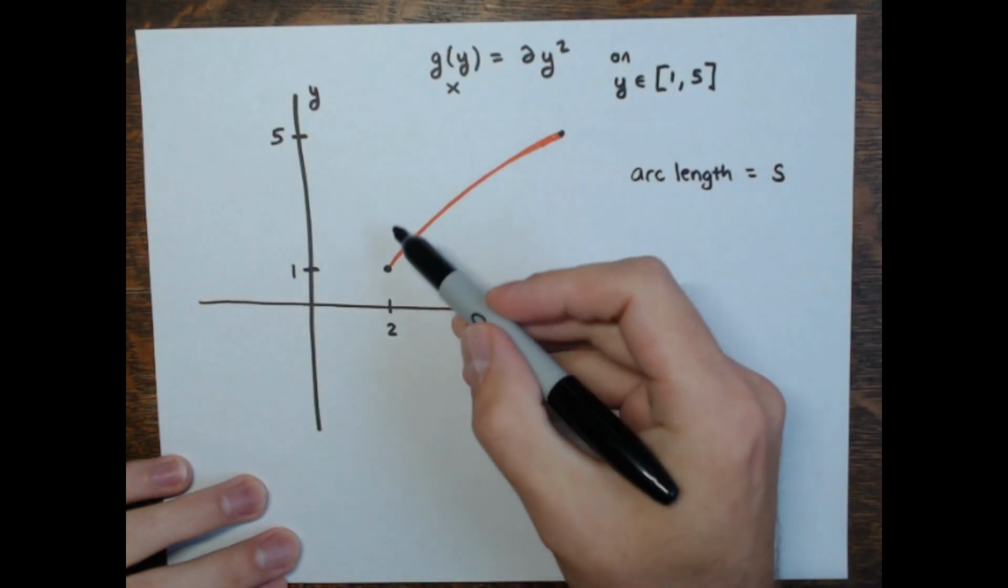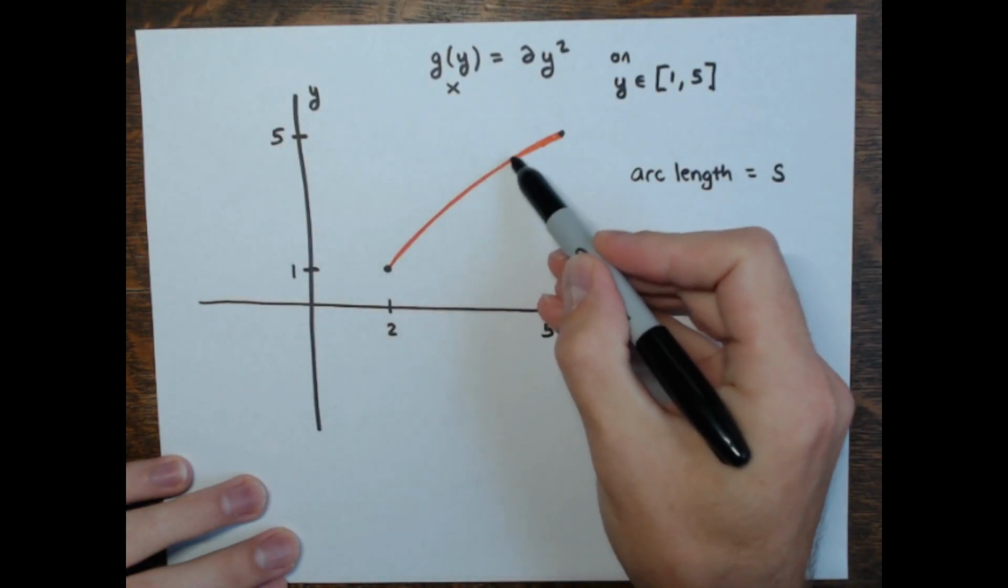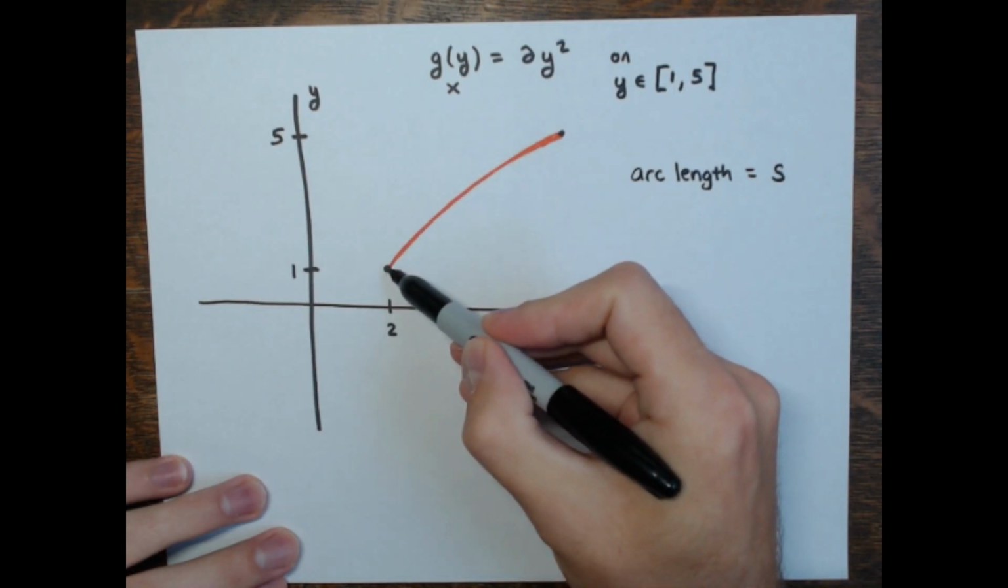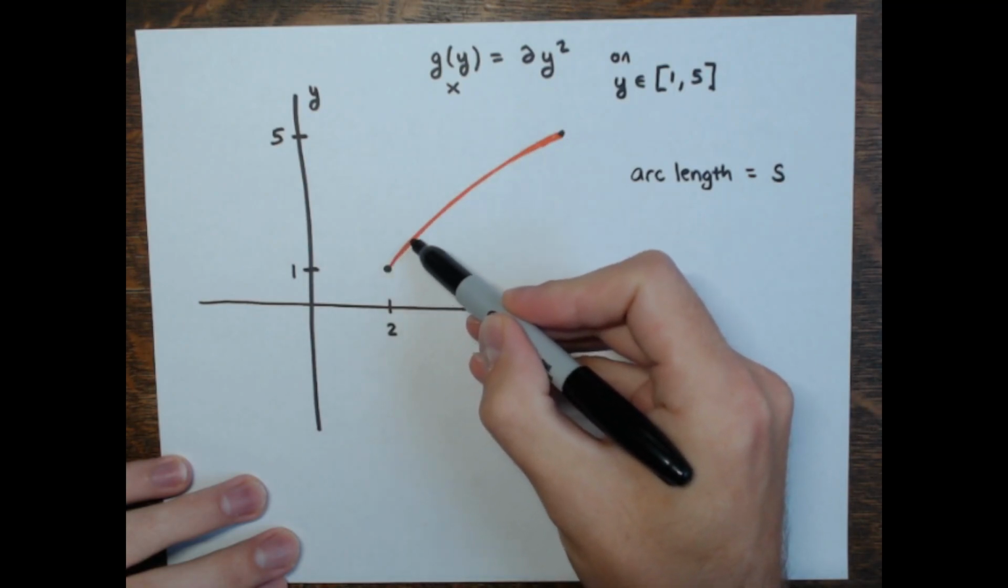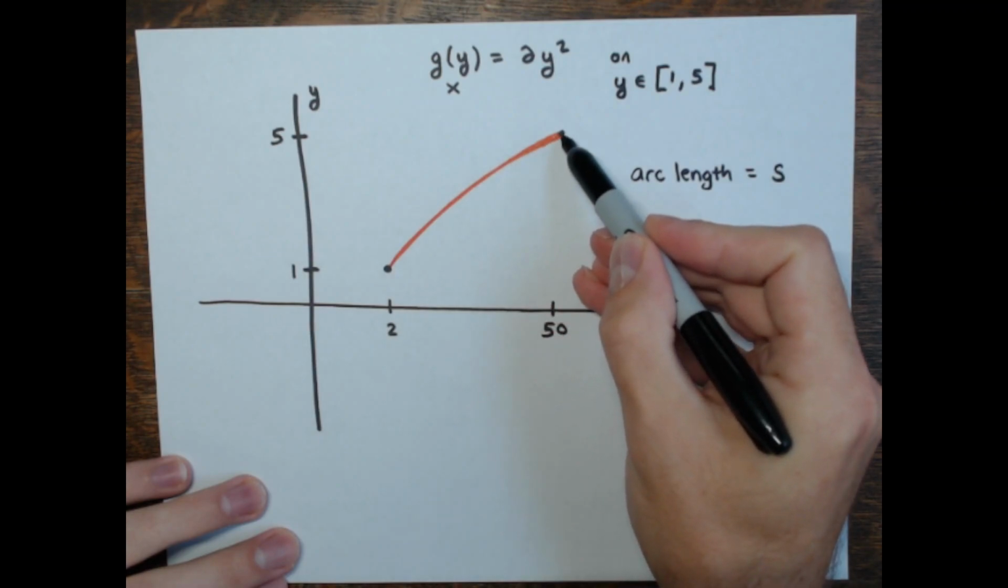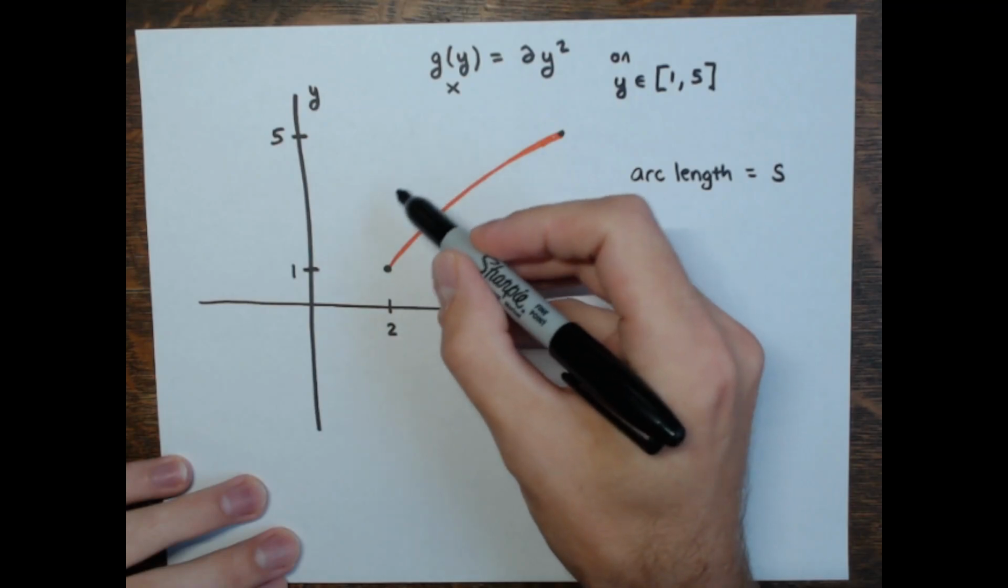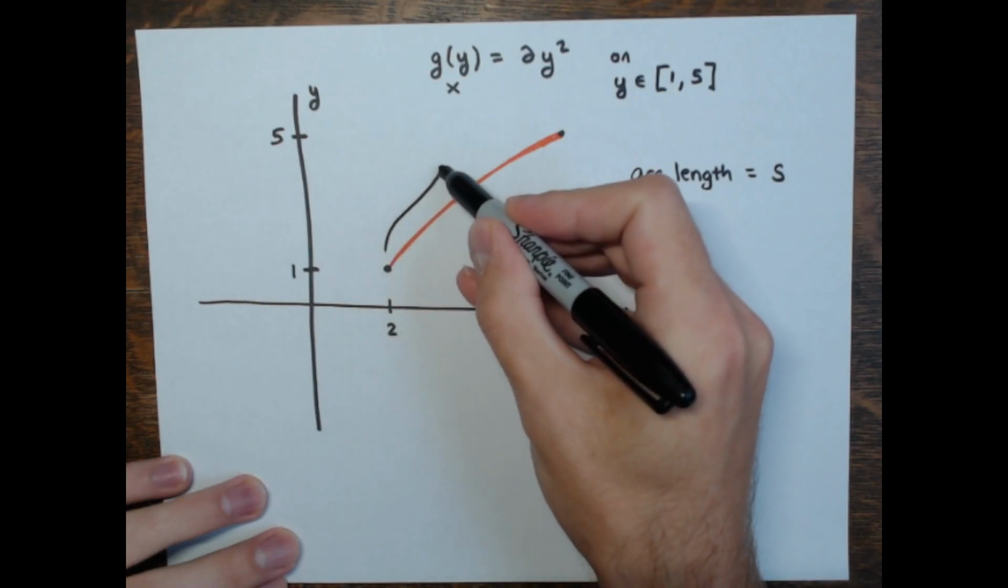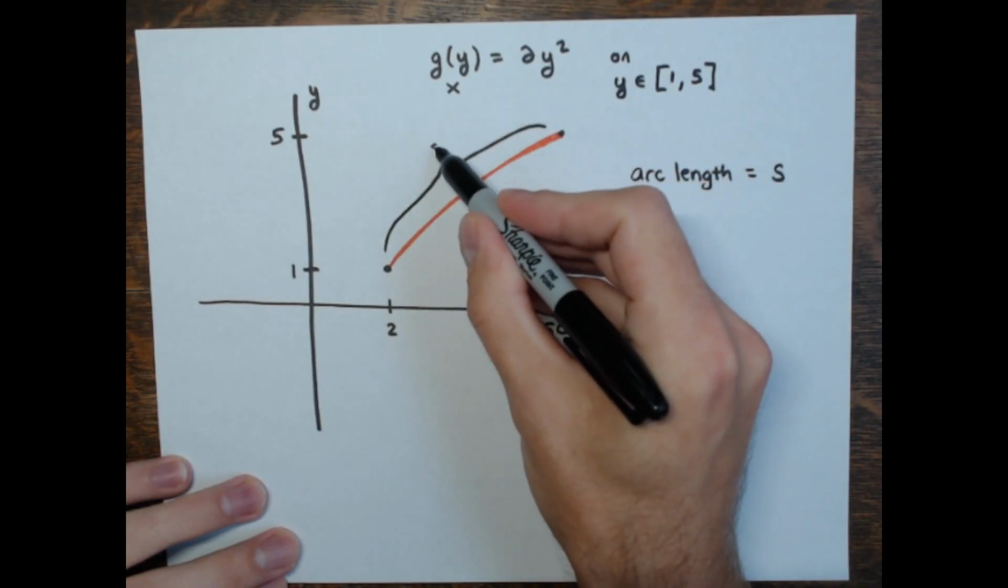to represent arc length. So we're looking for the entire length of this piece, right? If I started at this point and walked along the curve to this point, how far did I go? That's what we're asking for. So this whole length here, right, called S.